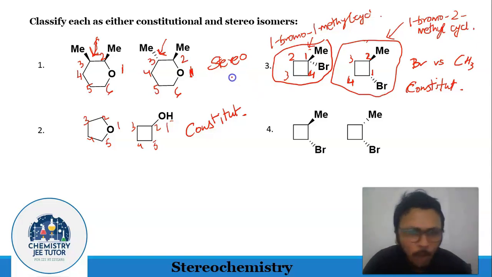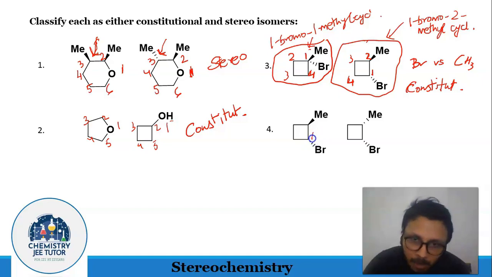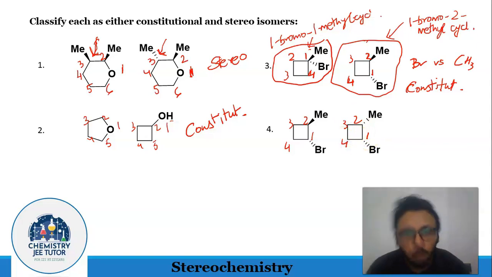Okay, the last one. Now it becomes very simple. We again see the arrangement of the atoms. Let us number 1, 2, 3, 4. 1, 2, 3, 4. In both cases we have a 1-bromo-2-methyl, right? I'm not writing the names anymore. This case also we have 1-bromo-2-methyl.